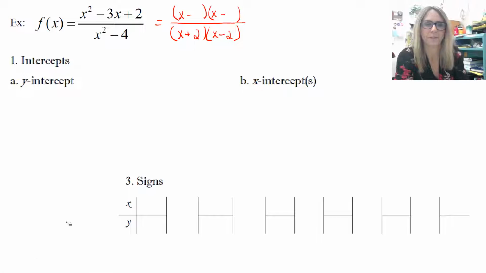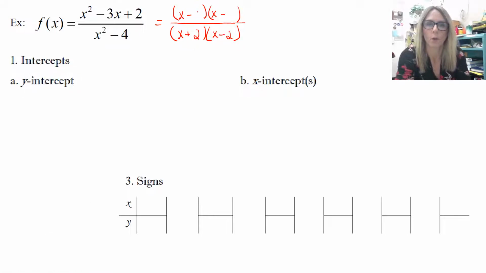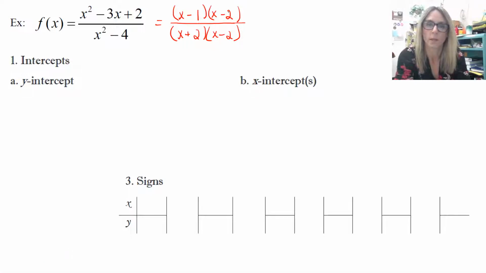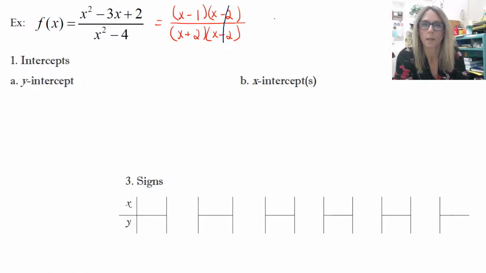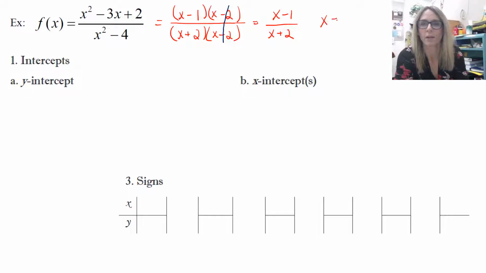It does not matter, but you might already be seeing what's kind of special about this, which is we have a common factor. So if you're thinking, man, can we simplify this? We can. We can simplify to basically be able to say that the function that we started with is equal to x minus 1 over x plus 2.